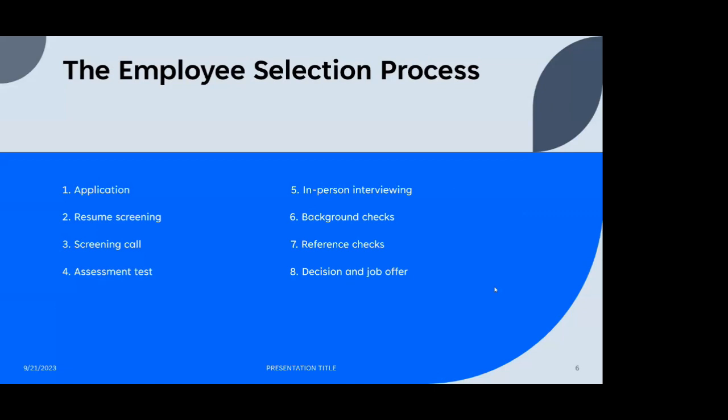What are some of the steps that usually are followed in the process of employee selection? First one is application. The recruiters or the HR department post a vacancy for the job, and they wait for all of the applications until the deadline. And then, secondly, resume screening.